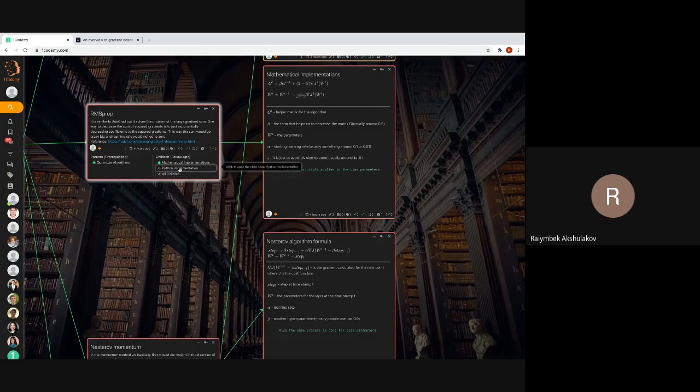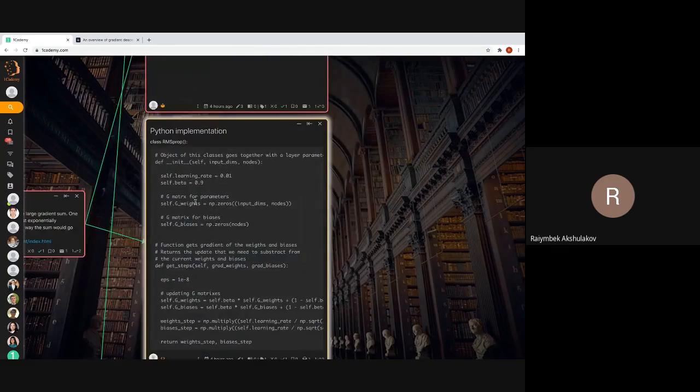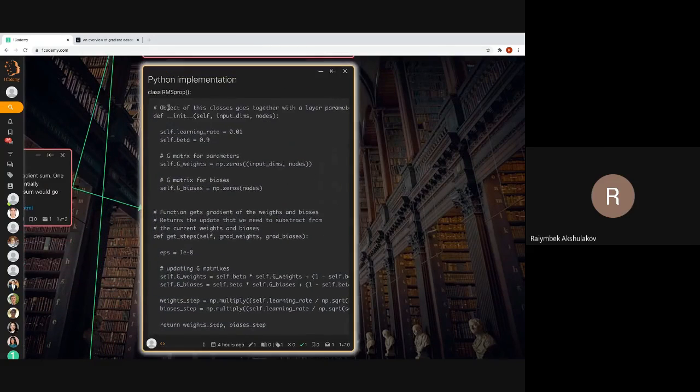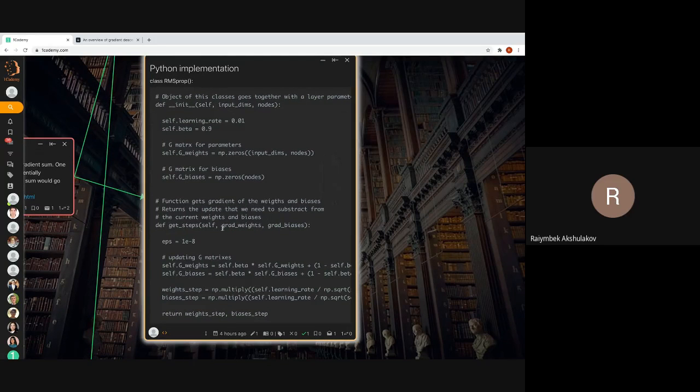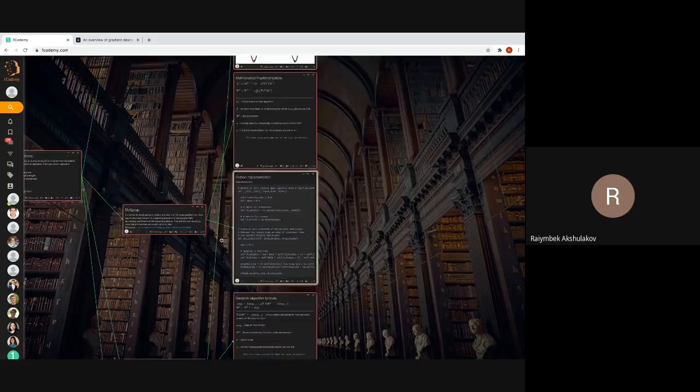And also you can see here the Python implementation that also has the same problem. Yeah, so it works the same. It just keeps the G matrix variable inside, and it has the same function, get steps. It takes the grads for weights, grads for biases, and returns the current step for biases and weights. So we can update them.